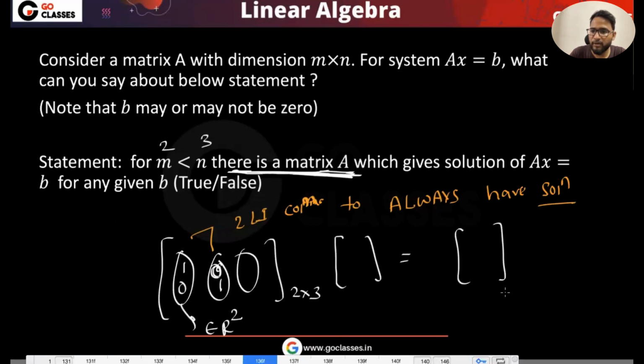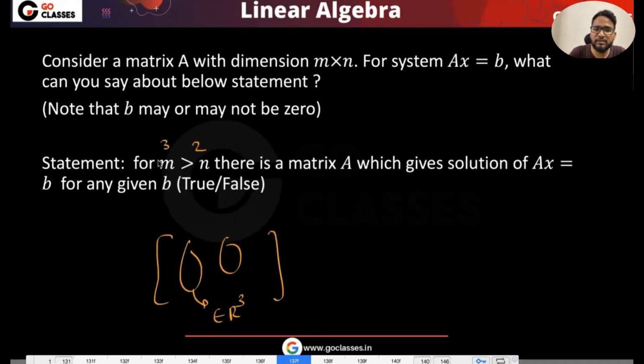What is incorrect about it? There can be a case where some columns are linearly dependent. No, that is okay, but there exists a matrix or not? There exists a matrix, right? That can always give you the solution. Okay, now let's go to this case.